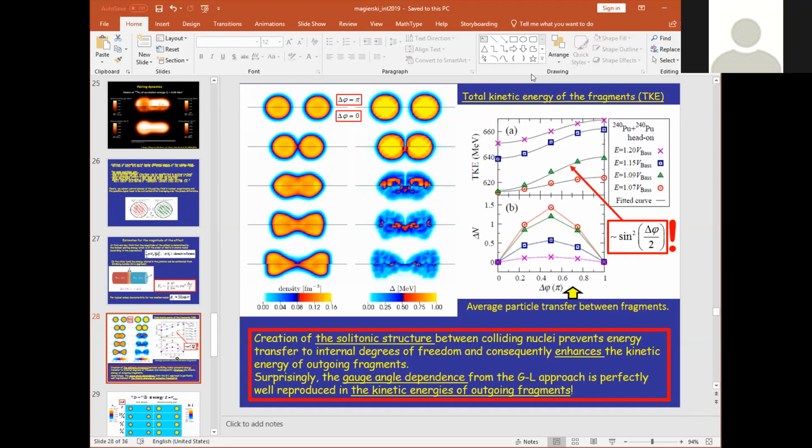Each figure here is cut into two plots. So this one describes the situation when the phase difference is equal to pi, and below you have the phase difference equal to 0. So here you have a density distribution, and here you have a distribution of the pairing field, so the magnitude of the pairing gap.